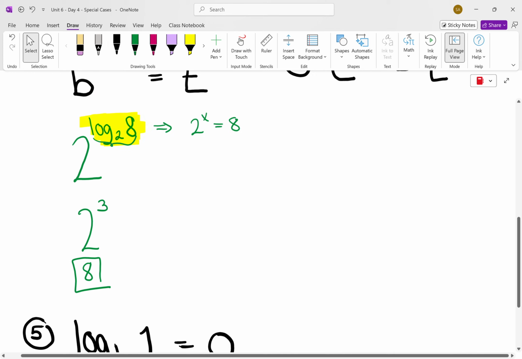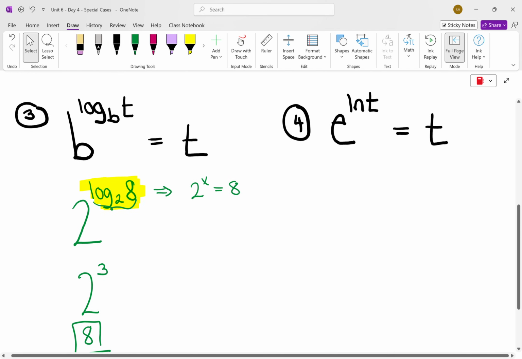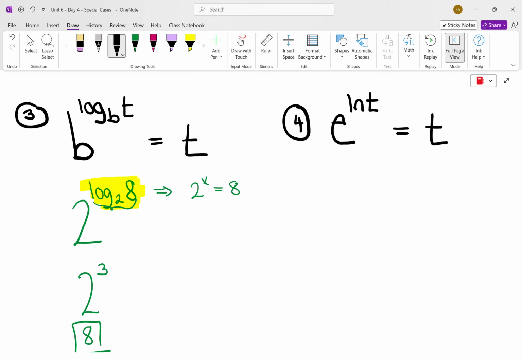Did we do number 4? Number 4 was the ln. This is the same thing as number 3. It's just ln instead of log. Because remember, ln is log base e. So this is the same as saying e to the log base e of t. See how it's the same thing as the other one? Equals t.